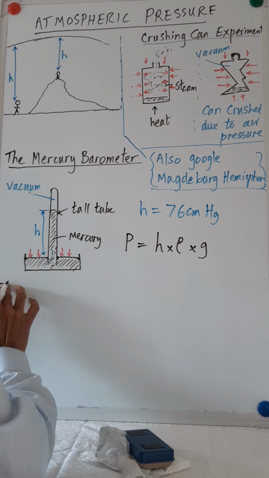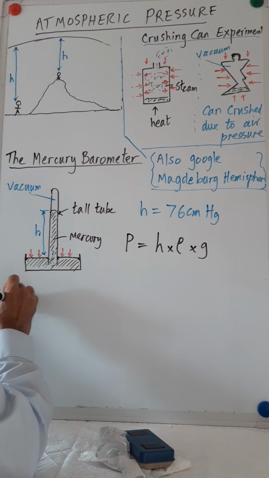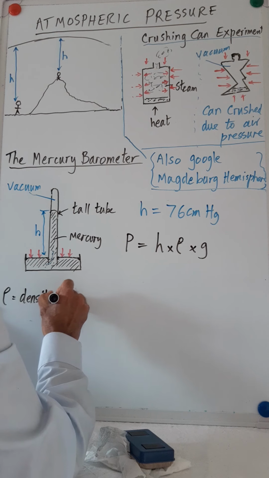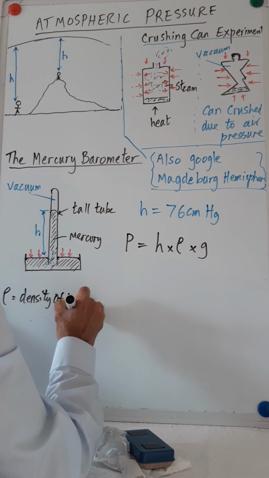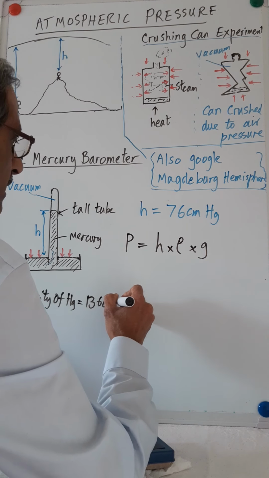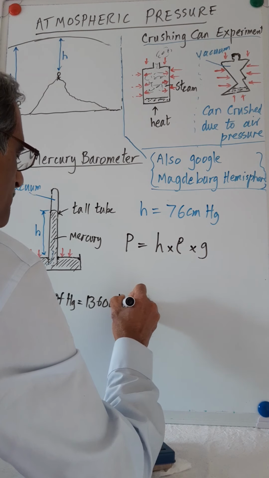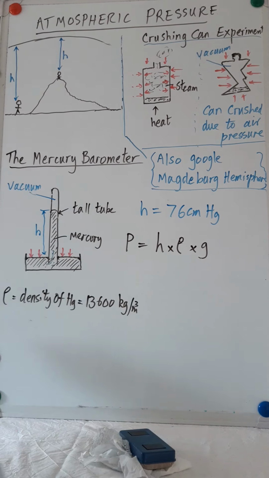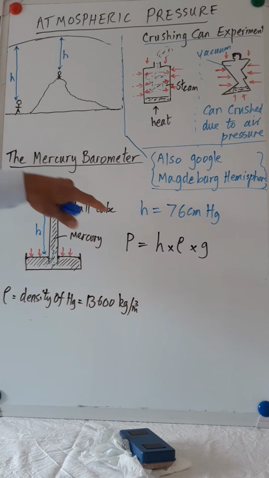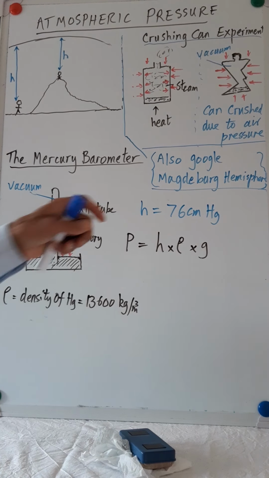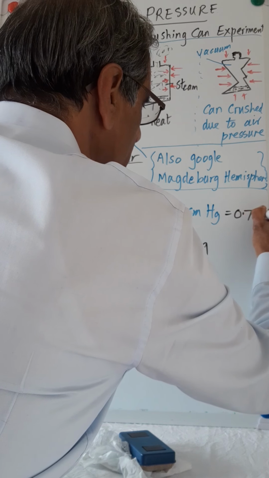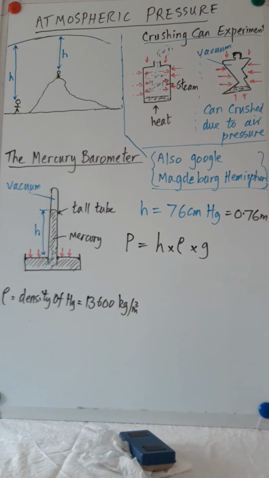Density rho of mercury, I'm going to write Hg for mercury, is 13,600. This is in kilograms per meter cubed. Okay, the density of mercury is this. The height of the column which the atmospheric pressure can hold is 76 centimeters. We're going to convert that into meters, which is 0.76 meters, because remember we're using SI units.